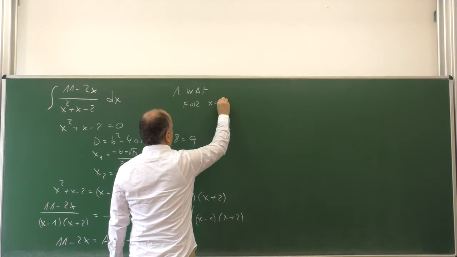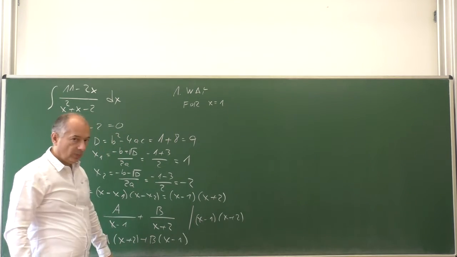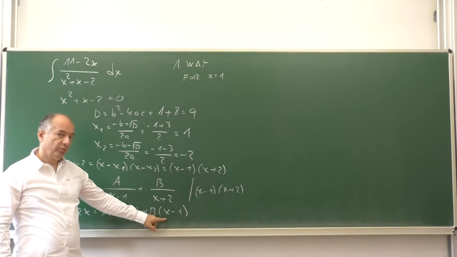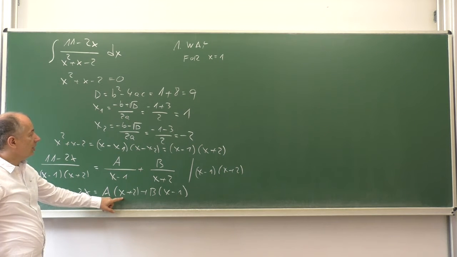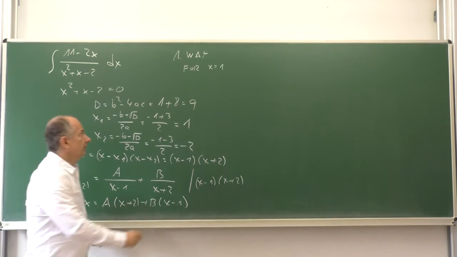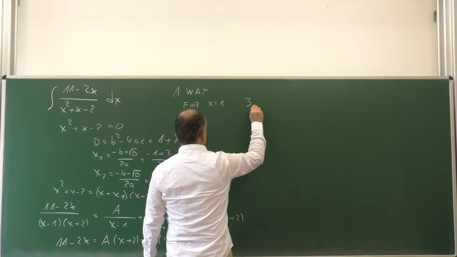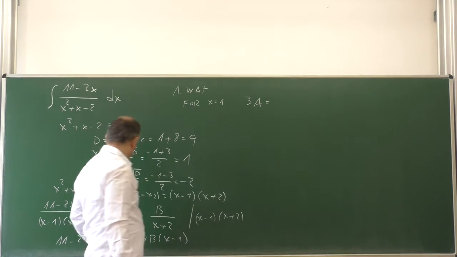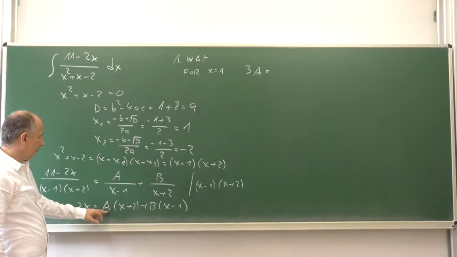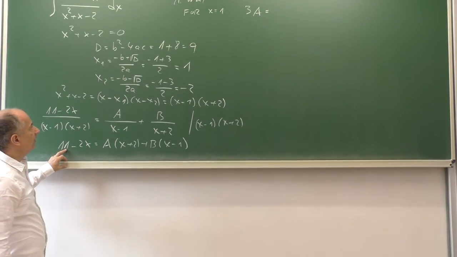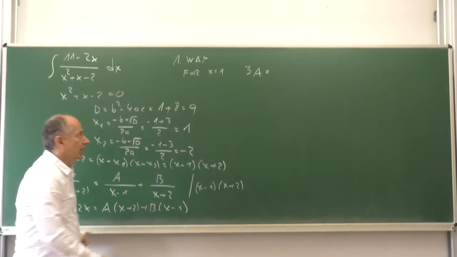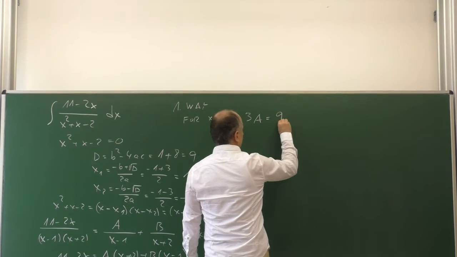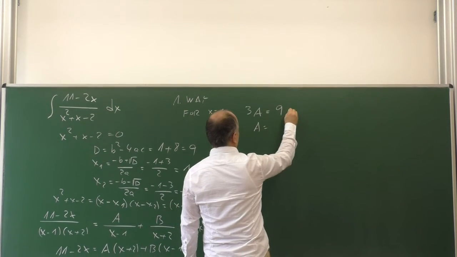For the special value x is equal to 1, this is a good value because then this bracket vanishes. We have a times 1 plus 2, which is 3a. That was on the right. And on the left, if x is 1, we have 11 minus 2, which is 9. And from this we see that a is 3.